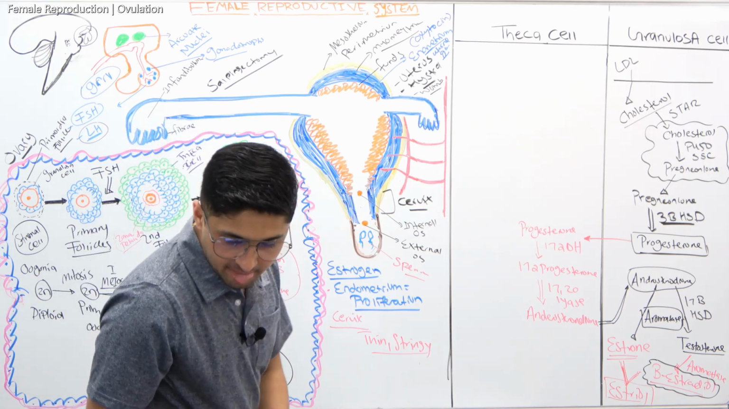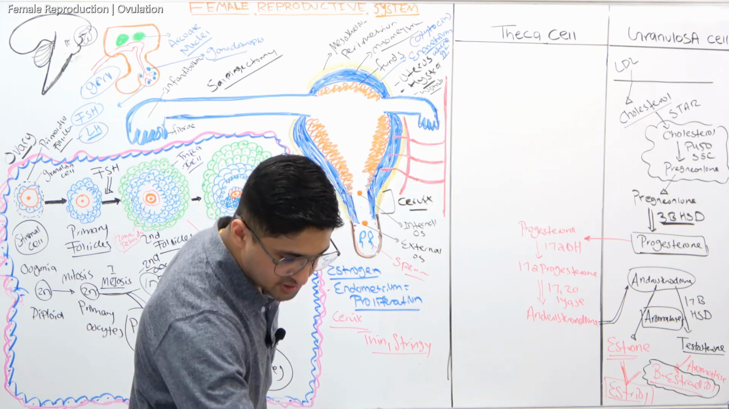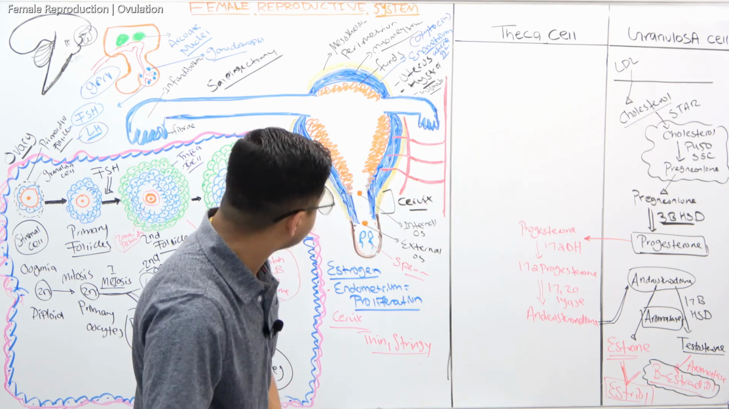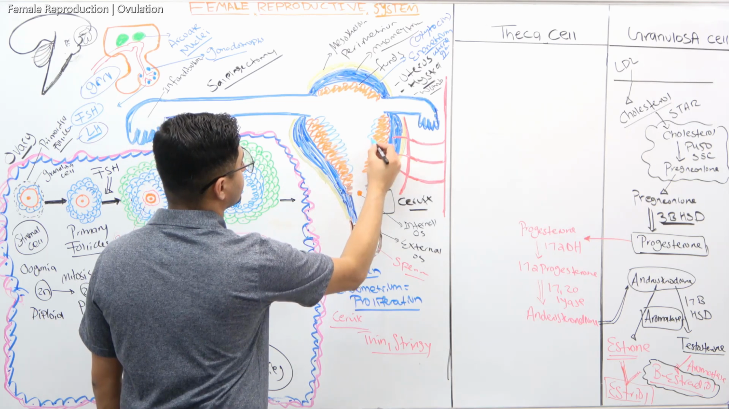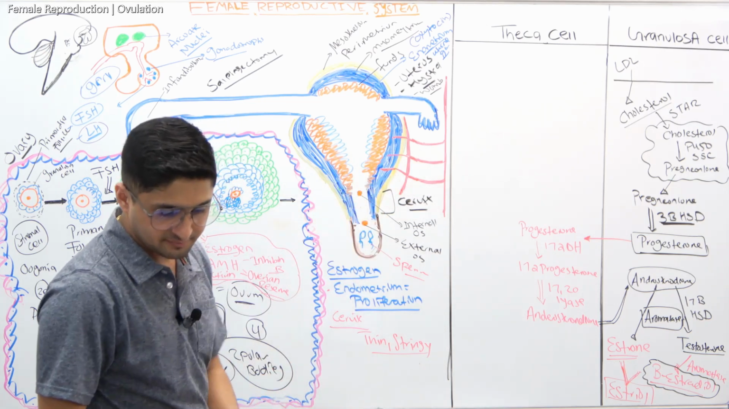So if we make, let's say, proliferation, we'll just make it a different color for this one. We'll just say proliferate right here. It makes the proliferation of this tissue. We're just using a different color for this. That's what it does.